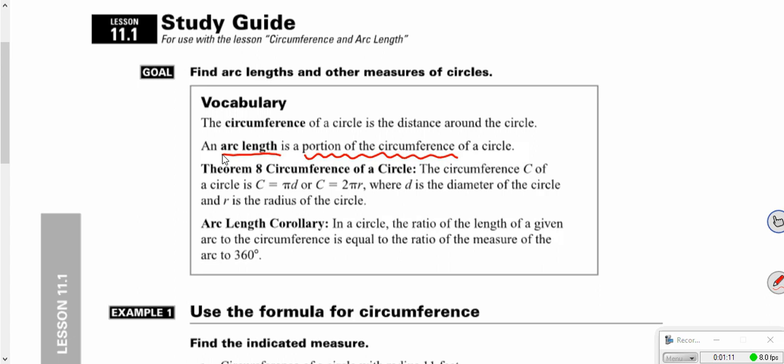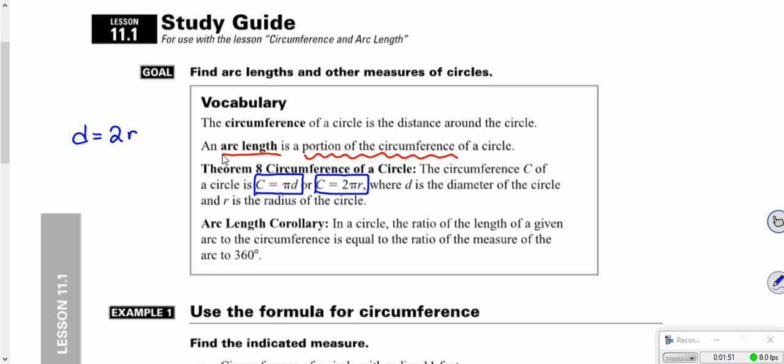Okay. And then, of course, Theorem 8 gives us the two formulas that we know for circumference, which I'm sure we are all very familiar with. Circumference is either pi times diameter, or circumference is 2 times pi times radius. Now, why is that? Because of course we all know diameter equals 2 times radius. So if you have the diameter, great, just take it times pi. If you have the radius, you have to multiply it by 2 to essentially get the diameter, then take that times pi.